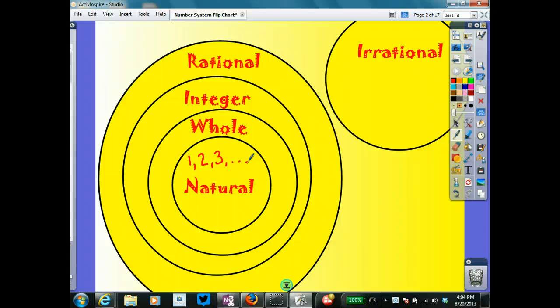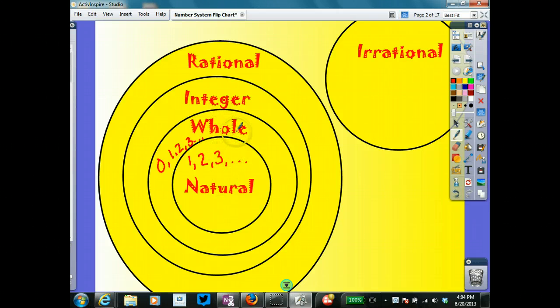From there, I go to my whole numbers. Whole numbers are all the same numbers except it adds in 0. So I have 0, 1, 2, 3, and I'm going to put the dot there. As you can see, whole numbers and natural numbers go together except for the zero. In other words, all natural numbers are also going to be whole numbers.